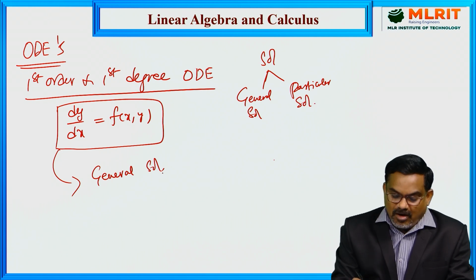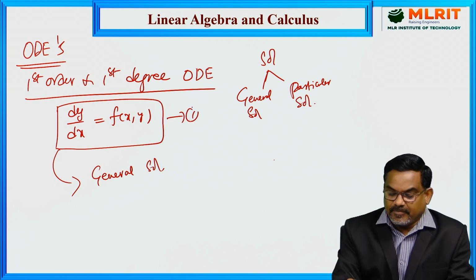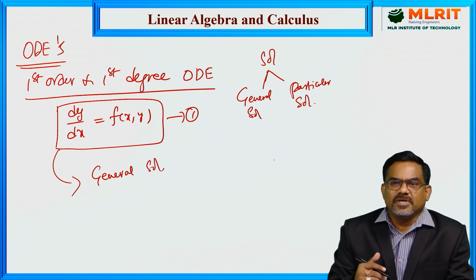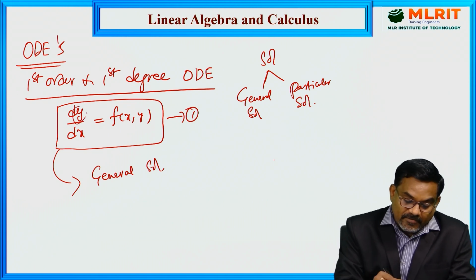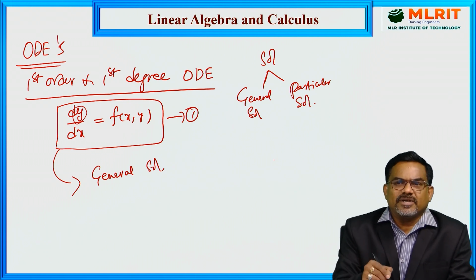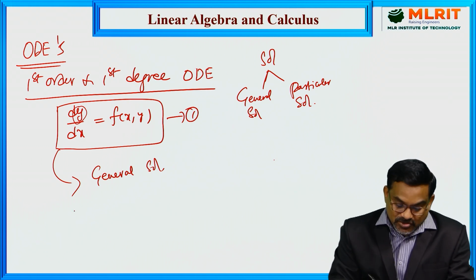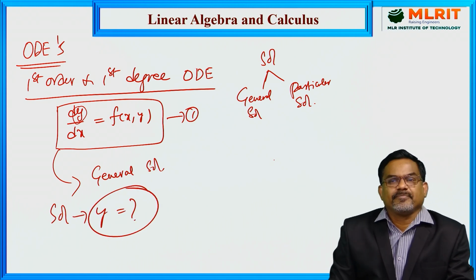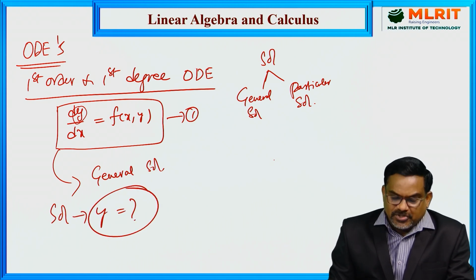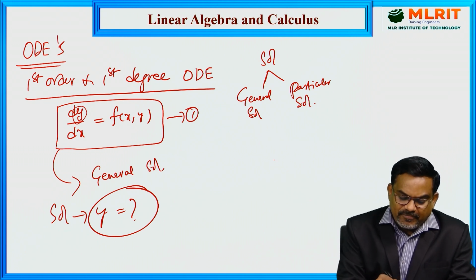What is the solution of this differential equation 1? Solution means which one is to be calculated. Here, what is the dependent variable? y. So the differential equation is said to be in terms of y. It is a differential equation in y. So the solution means y itself. Find y.